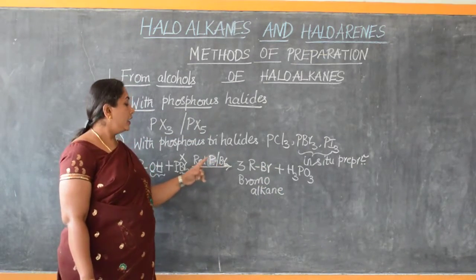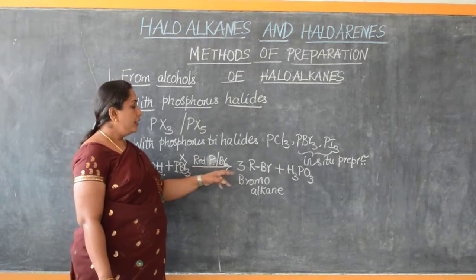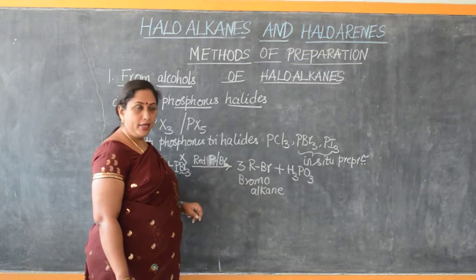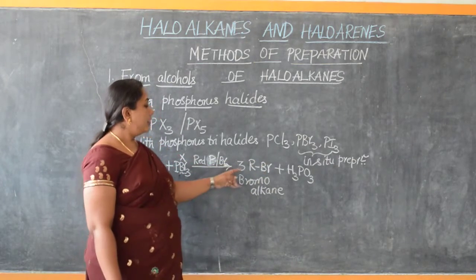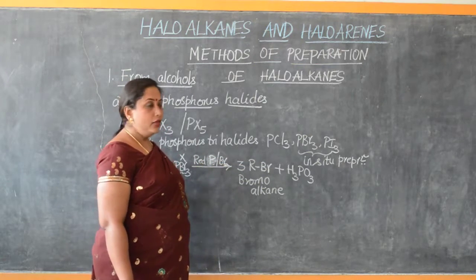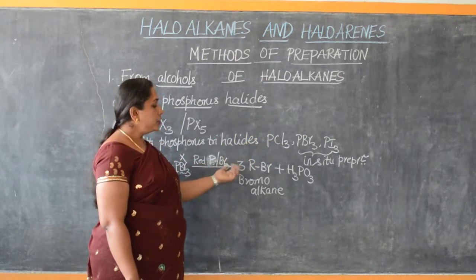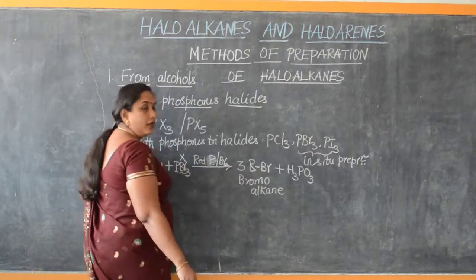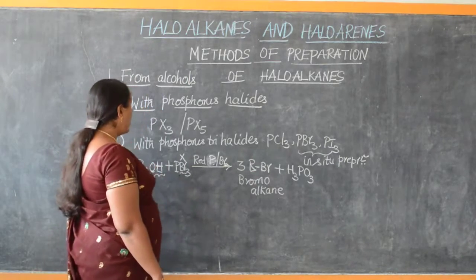Instead of treating red phosphorus with bromine, if we treat red phosphorus with iodine, then we would be landing up in the formation of iodoalkane. Or else if we are using phosphorus trichloride, in that case we would be landing up in the formation of chloroalkane. So any of these three phosphorus halides can be used as per our requirement of the product. This R can be any alkyl member, maybe methyl, maybe ethyl, maybe propyl, so on and so forth.